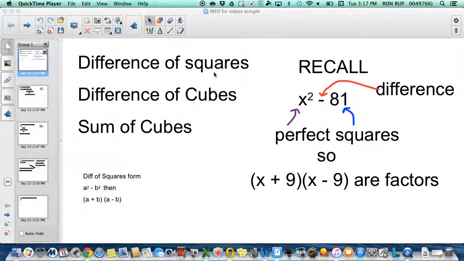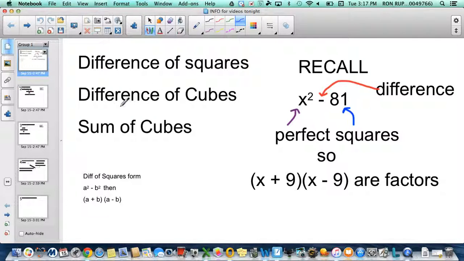Okay, so I'm going to do a few videos on difference of cubes, sum of cubes, a factoring example, and log division. So video 1 is going to focus on difference of cubes.